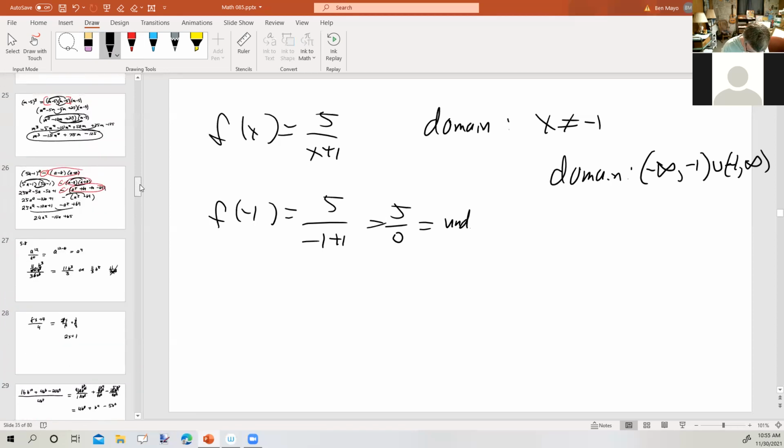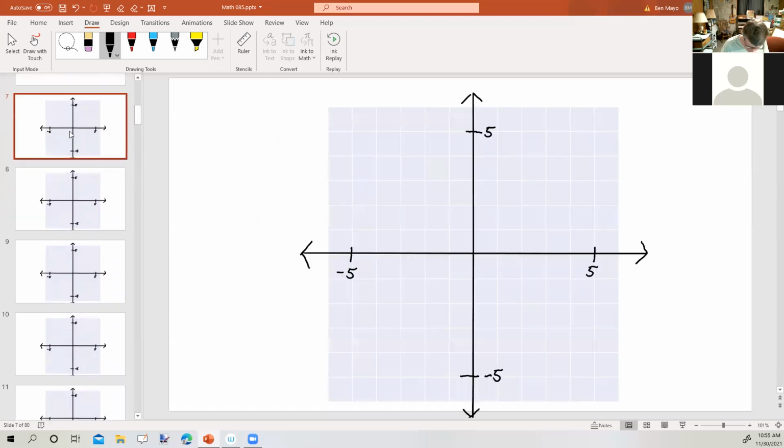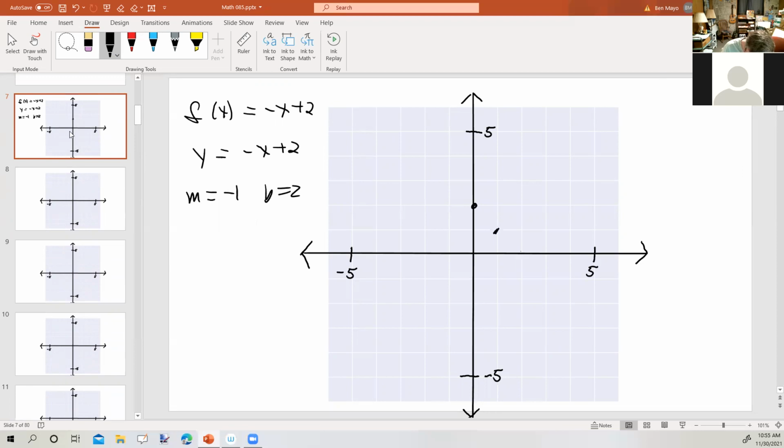Graphing functions. Let's say we want to graph f of x equals negative x plus 2. That's just like graphing y equals negative x plus 2. We could use slope-intercept form. The slope is -1 and the y-intercept is 2. So we go to 2 and then go down 1 and over 1 like that, and draw the line.